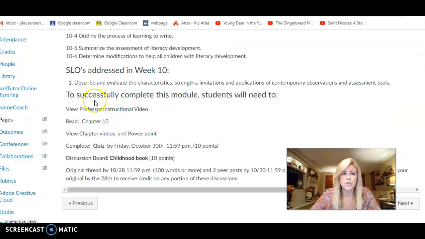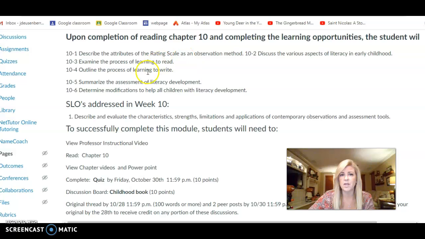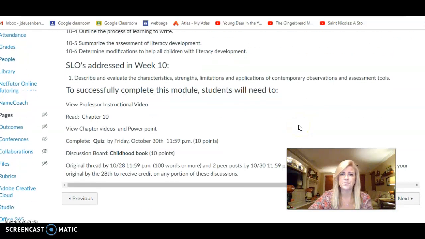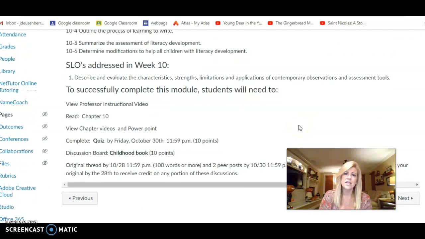Your SLO, which is student learning outcomes, we had one this week, and it's describe and evaluate characteristics, strengths, limitations, and applications for observations. So again, everything you learn in here, the rating scale really shows you how you can utilize that within observations. So to be successful this week, obviously you want to read chapter 10 in your textbook.